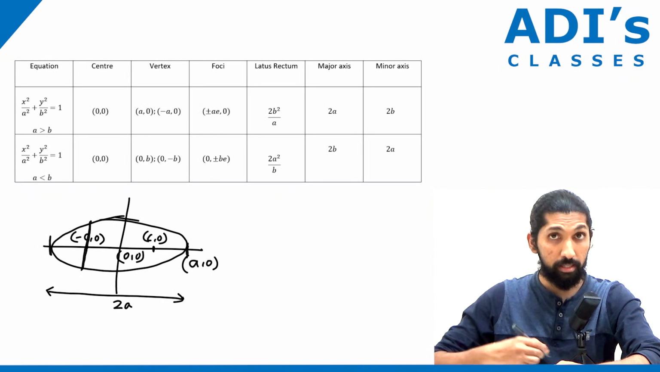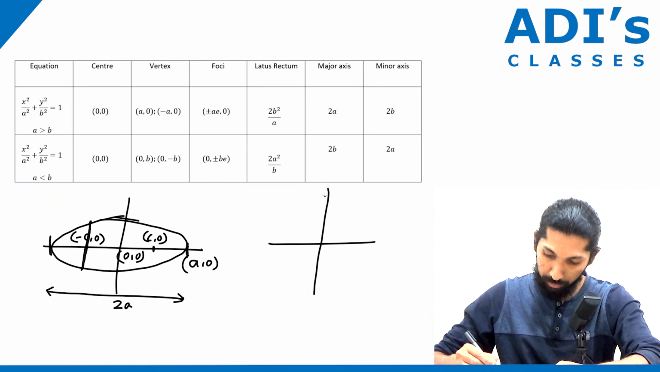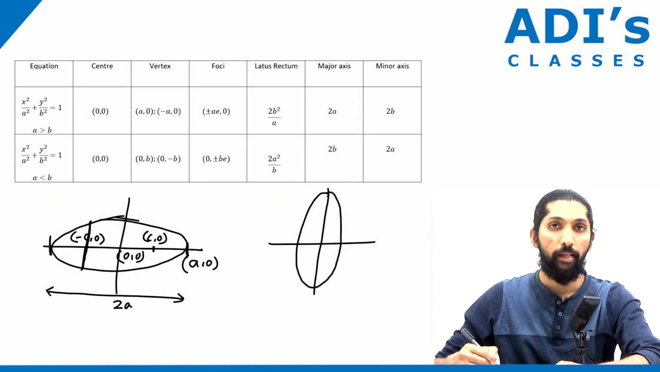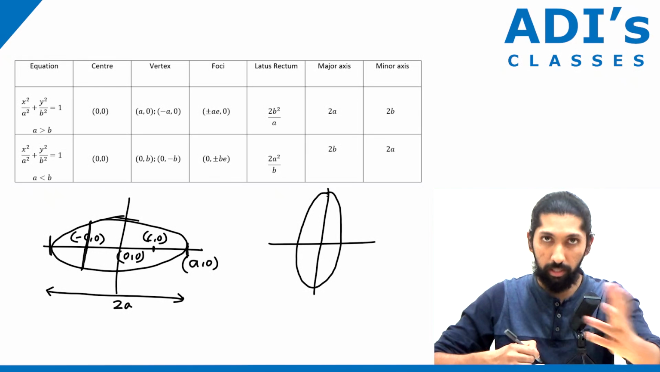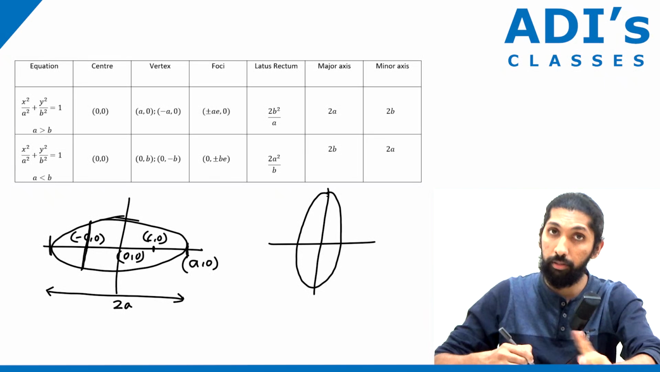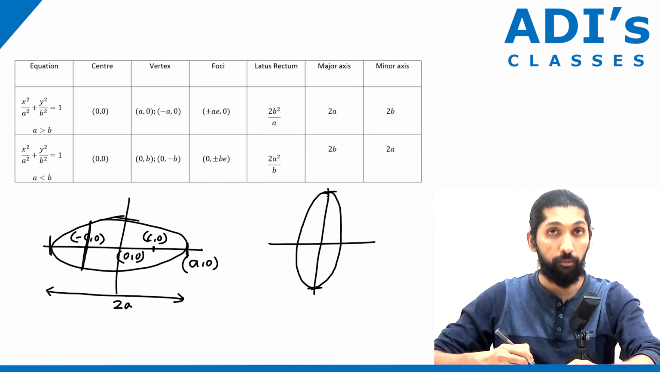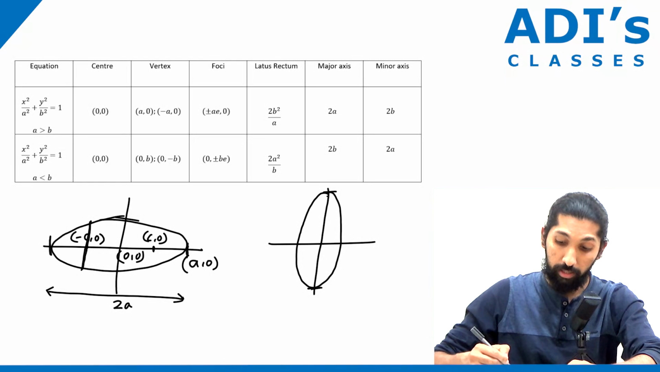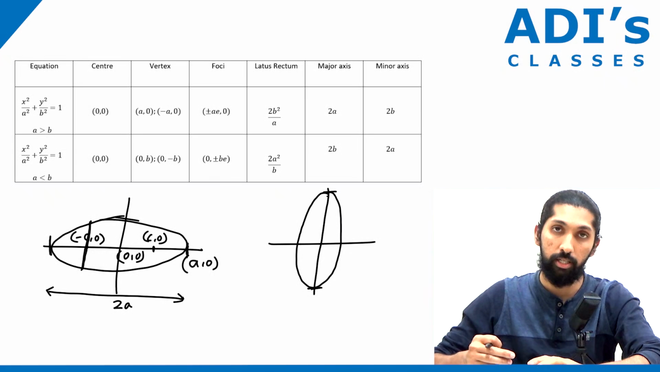Then we have the next type of ellipse, same thing. You are going to have an ellipse, but the ellipse is going to be like this, isn't it? So here a is less than b. Same equation, a is less than b. The center and the vertices are going to be different. So vertices are this and this. Then the foci will also change, the latus rectum will change, and the length of the major and minor axis will also change.